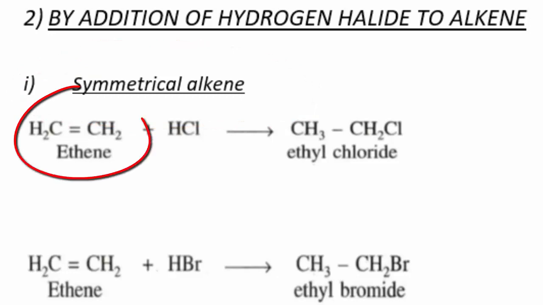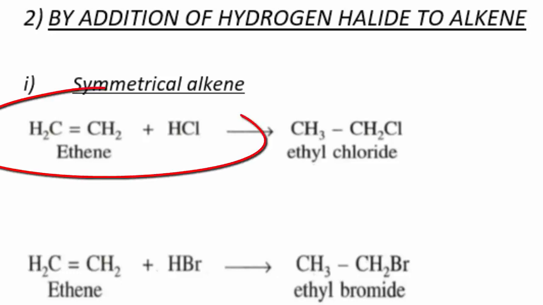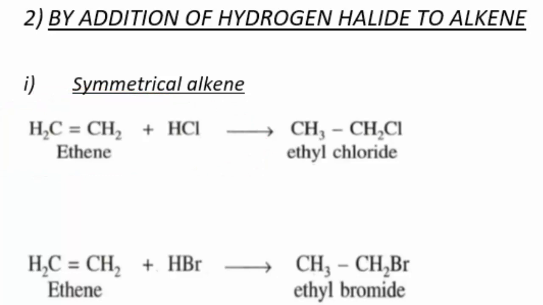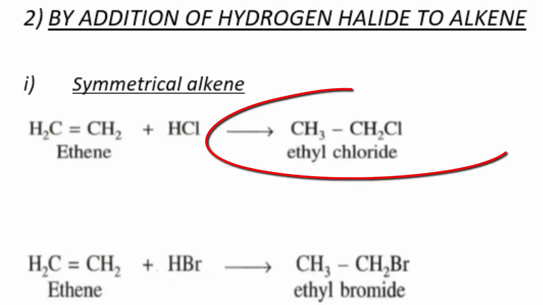Now ethene is the most familiar example of a symmetrical alkene. So when we are reacting ethene with hydrogen chloride, an addition reaction takes place across the double bond, and during this addition reaction a hydrogen atom will be attached to one of the unsaturated carbons and a chlorine atom will be attached to the other unsaturated carbon, which results in the formation of alkyl chloride, that is nothing but ethyl chloride.